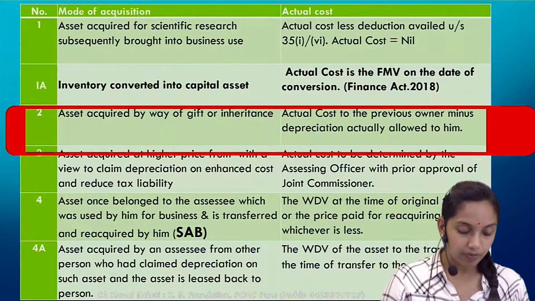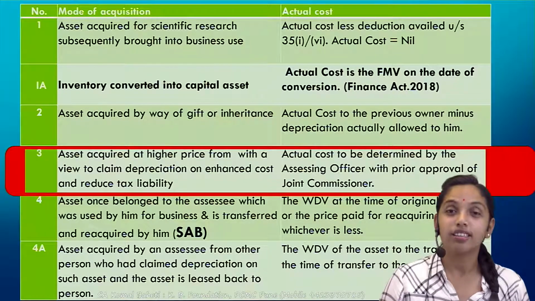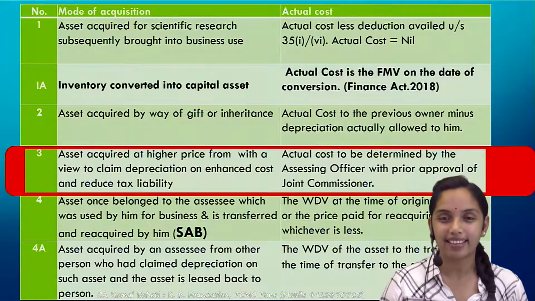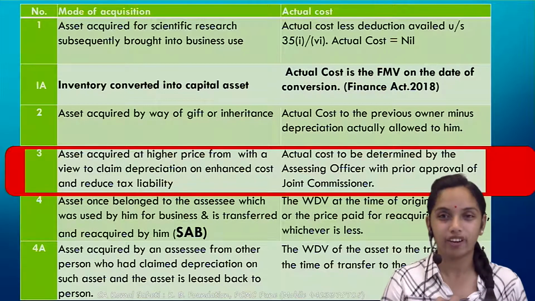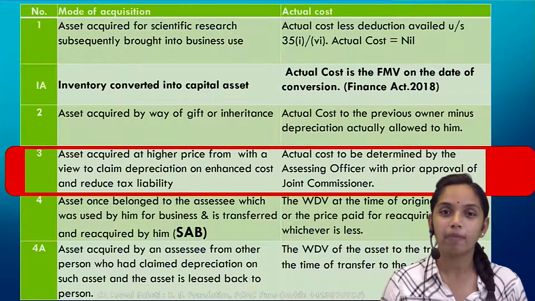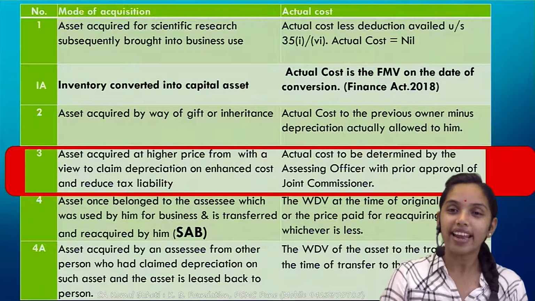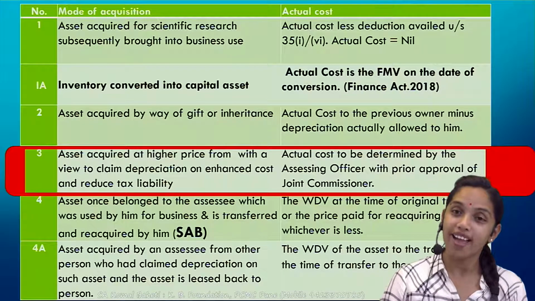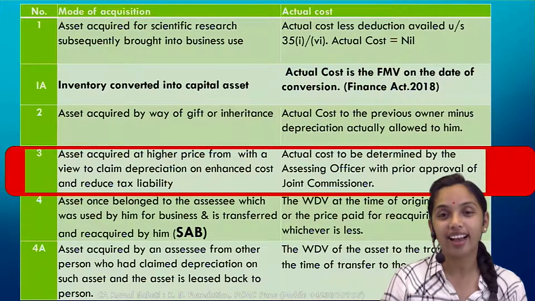The next, explanation 3. Asset acquired at a higher price. That is basically what happens with a second hand asset. I had purchased a car second hand in a market. Correct. So there could be a chance I could manipulate it. For an example, that is my relative, so I would purchase at a higher price. So the car I acquire from a relative at the higher price. Correct. So what would be the benefit of this? I will get the depreciation at a higher amount.